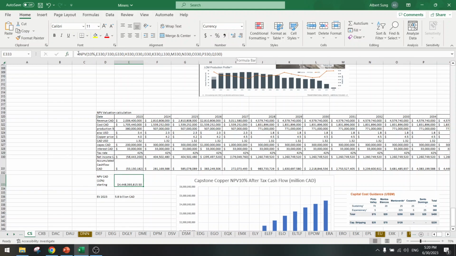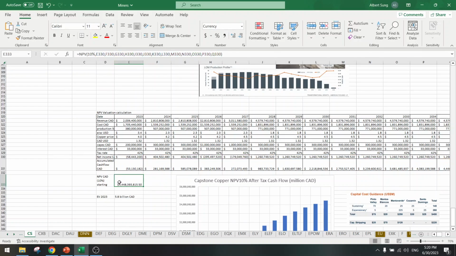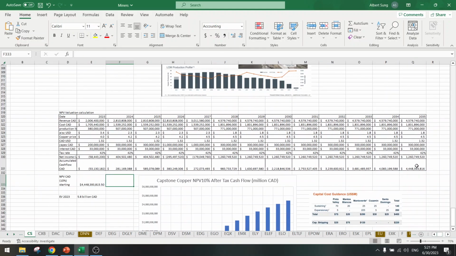So there is a formula, equals NPV and then 10%, and then you fill in all the cells here, all the net incomes, and you will get $4 billion CAD. And this should be exactly the same as this number. See? So we have two ways of calculating it. One is just by adding the different cash flows until you get this, and this is created via this formula. So it works.